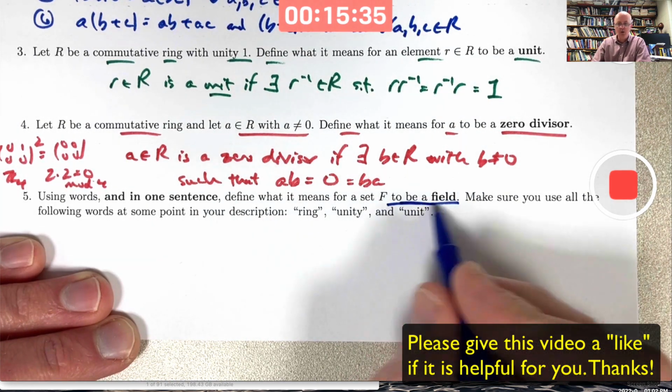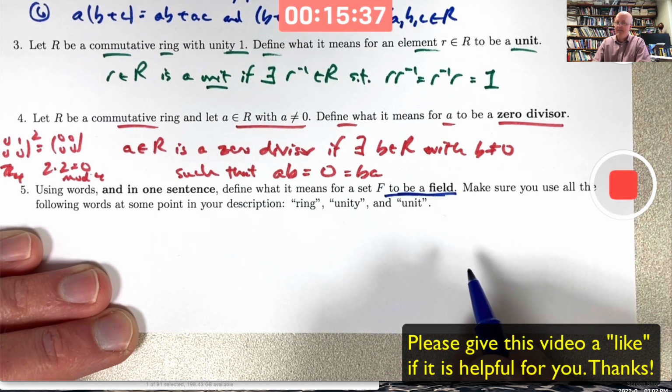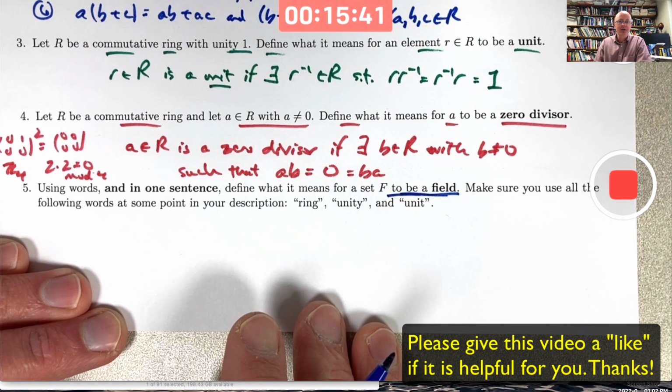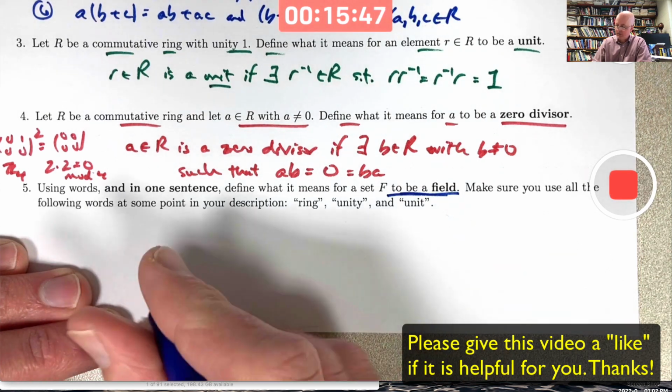A field is even more specialized. And I'm just going to say the answer here. A field is a commutative ring with unity in which every non-zero element is a unit, has a multiplicative inverse. That's what we're looking for.